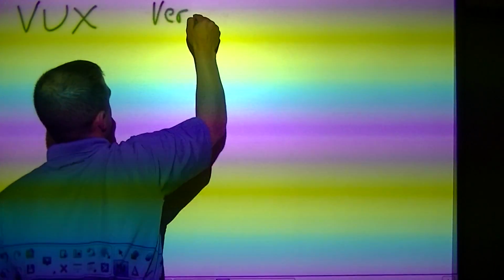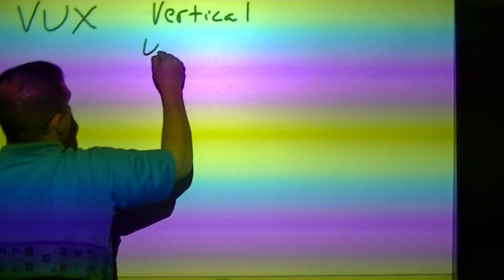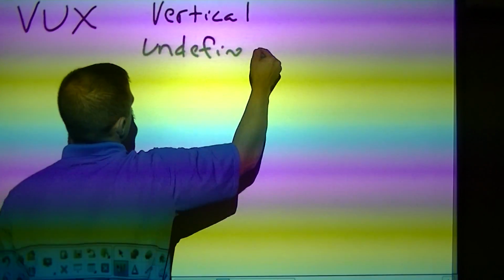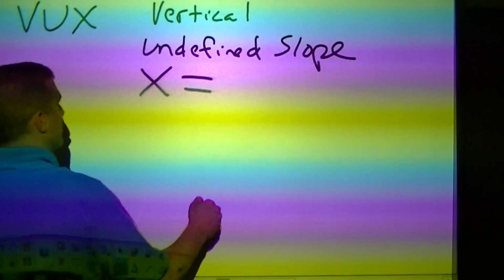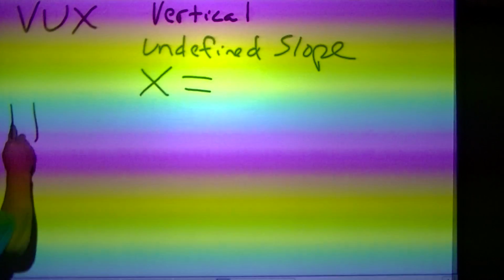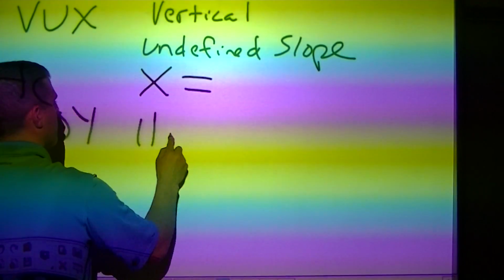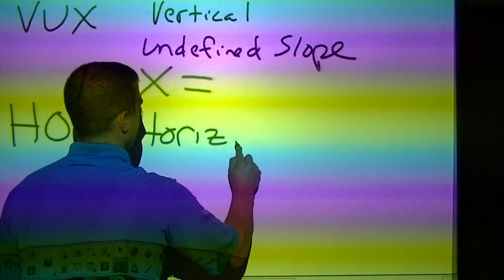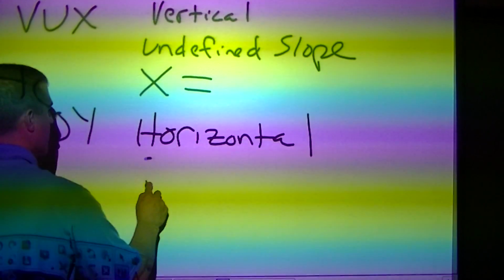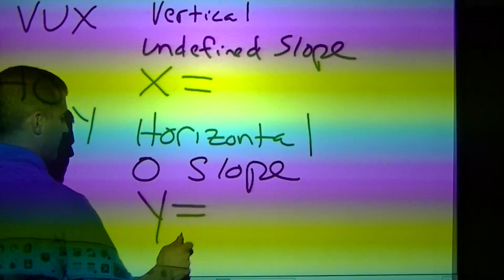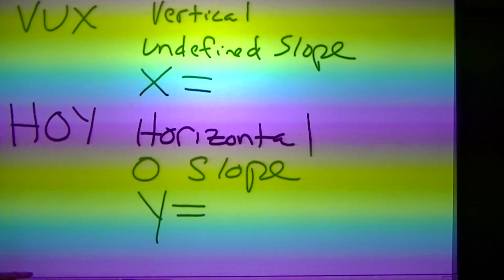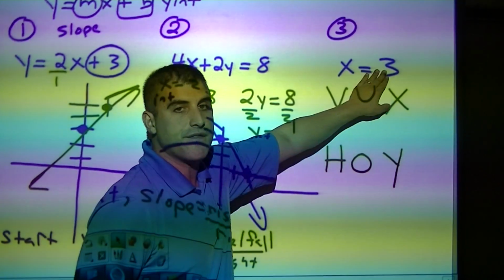VUX stands for vertical, undefined slope, and it's an x equals equation. Then there's HOI. HOI stands for horizontal line, 0 slope, and it is a y equals equation. Now, that's just for the special ones, where you have only one variable, the number.